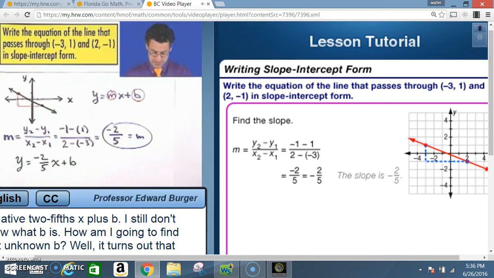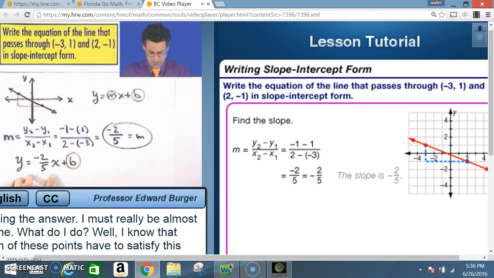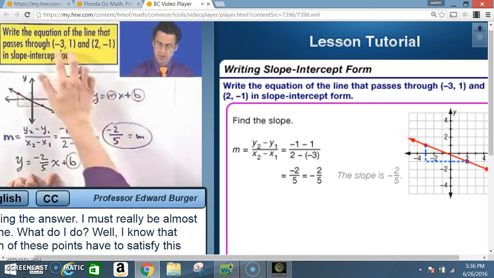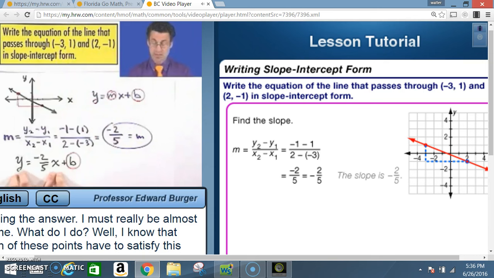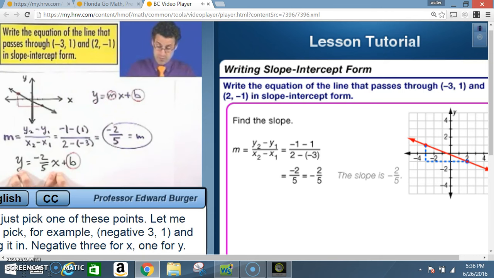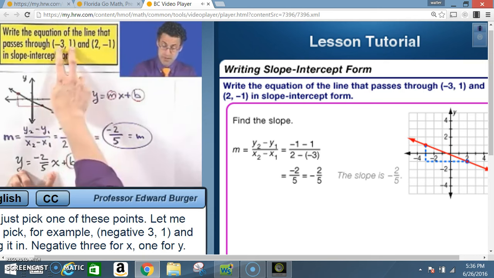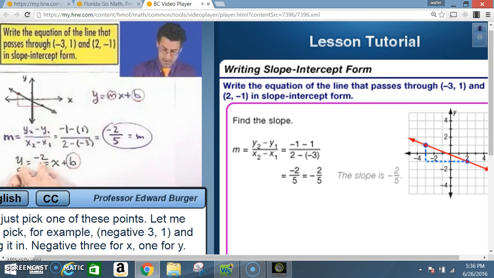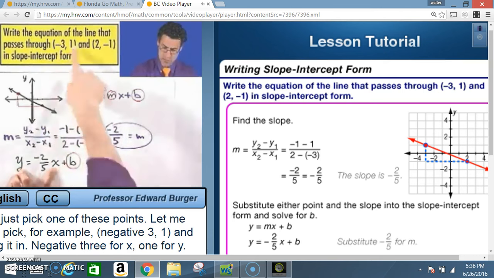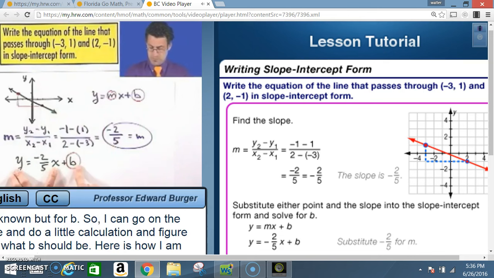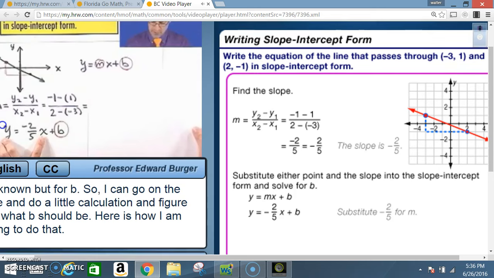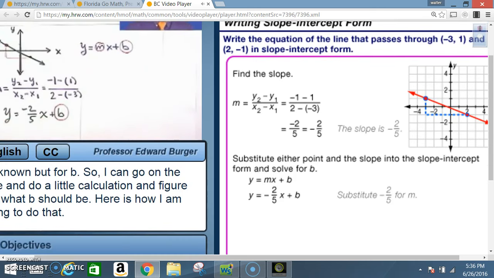Well, it turns out that since I'm so close to finding the answer, I must be really almost home. I know that both of these points have to satisfy this formula. So let me just pick one of the points. Let me just pick, for example, the negative 3, 1, and plug it in. Negative 3 for x, 1 for y, everything will be known but b. So I can go off now on the side and actually do a little calculation and figure out what b should be. And here's how I'm going to do that.